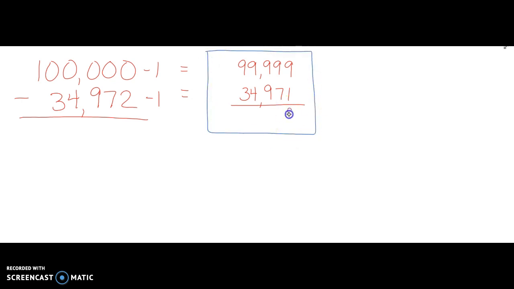9 minus 1 is 8. 9 minus 7 is 2. 9 minus 9 is 0. 9 minus 4 is 5. And 9 minus 3 is 6. That was easy. There was nothing I had to regroup. It was easy to subtract. But is that the same answer as the difference between 100,000 and 34,972?